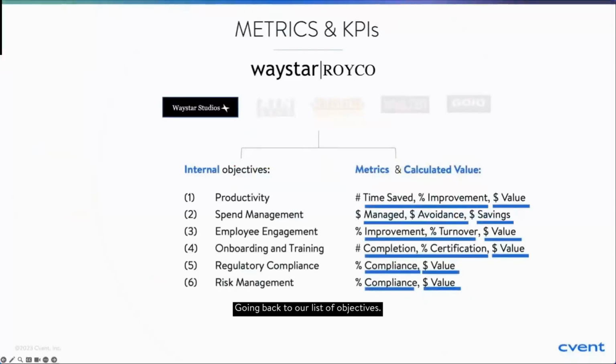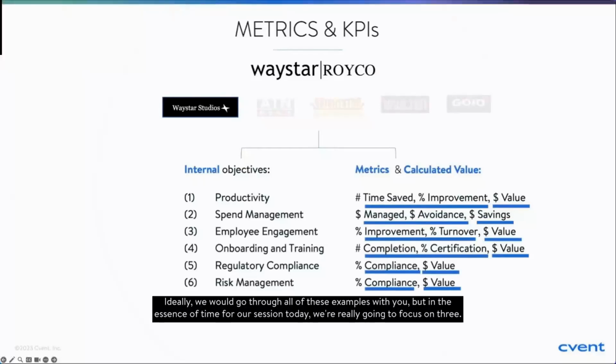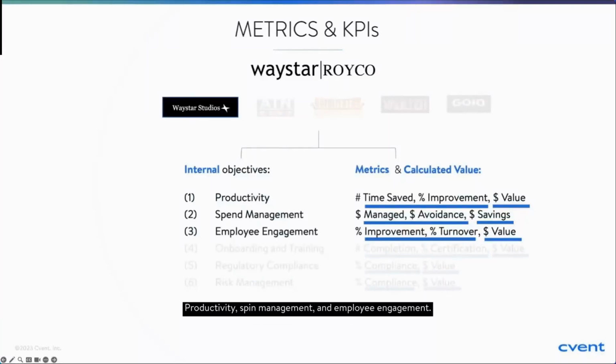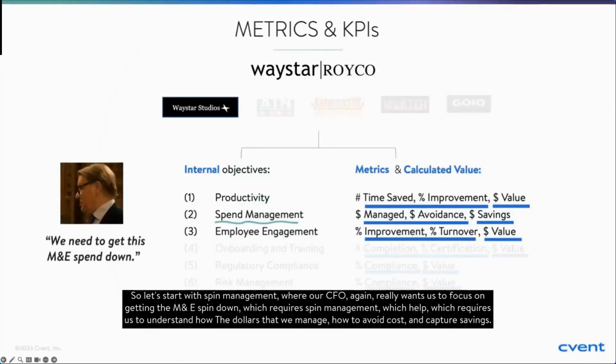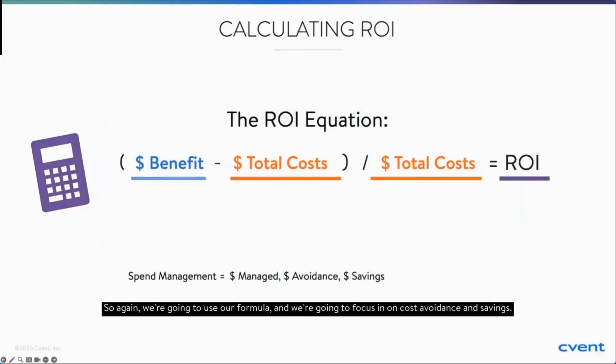Going back to our list of objectives, ideally we would go through all of these examples with you, but in the essence of time for our session today, we're really going to focus on three: productivity, spend management, and employee engagement. So let's start with spend management, where our CFO, again, really wants us to focus on getting the M&E spend down, which requires spend management, which requires us to understand the dollars that we manage, how to avoid cost, and capture savings. So again, we're going to use our formula, and we're going to focus in on cost avoidance and savings to calculate the value that we get to fill in the benefit line in the ROI equation.